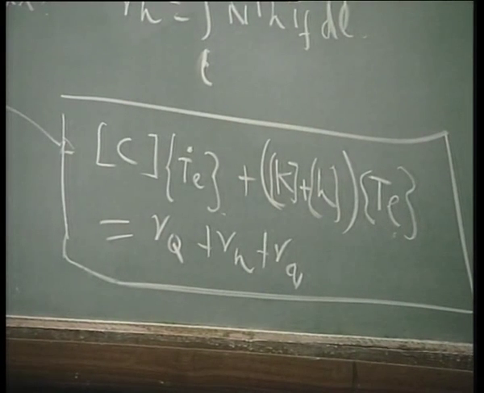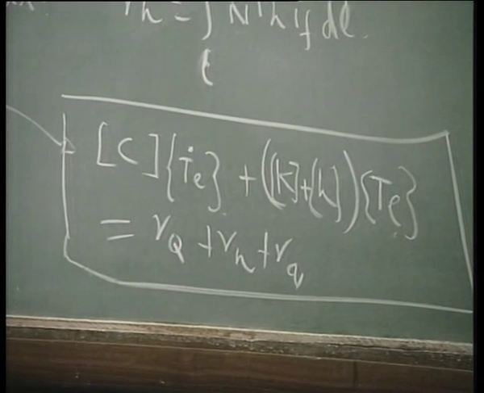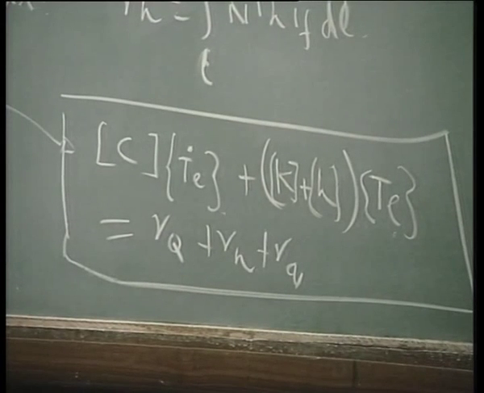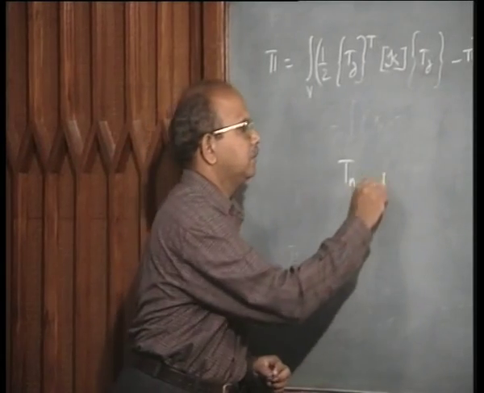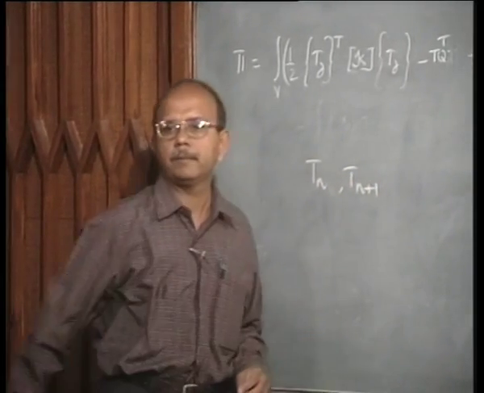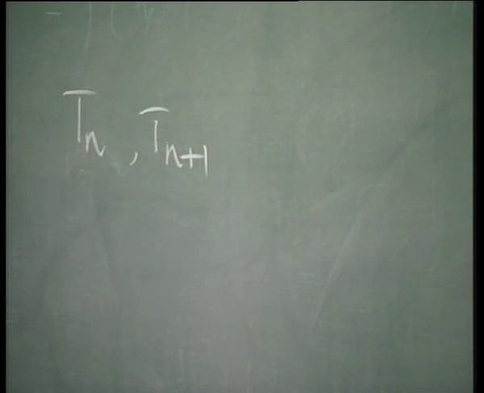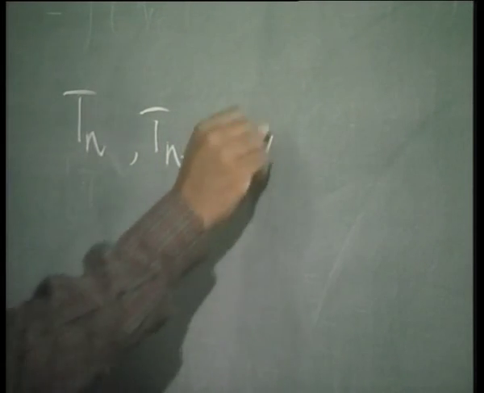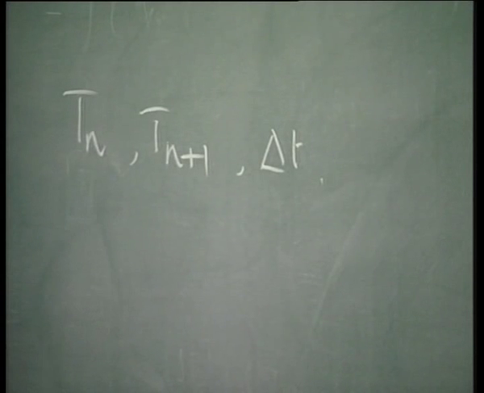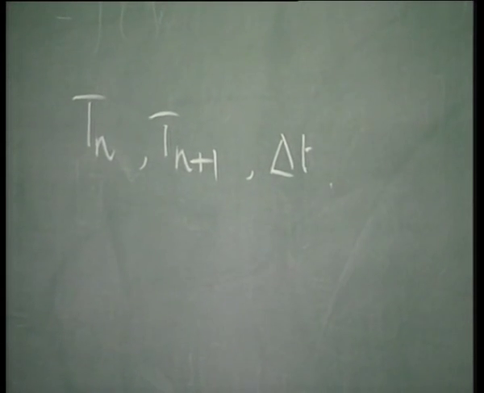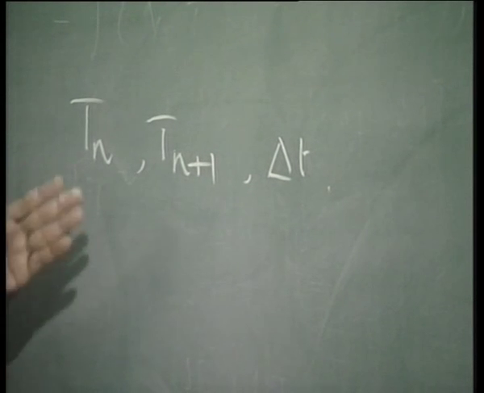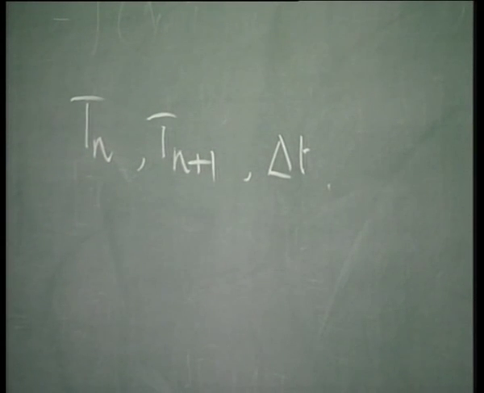I am going to introduce some new things. I am going to put some subscripts called T n and T n plus 1. I am going to introduce what is called delta T. These are three new things which I am going to introduce: T n, T n plus 1, delta T.